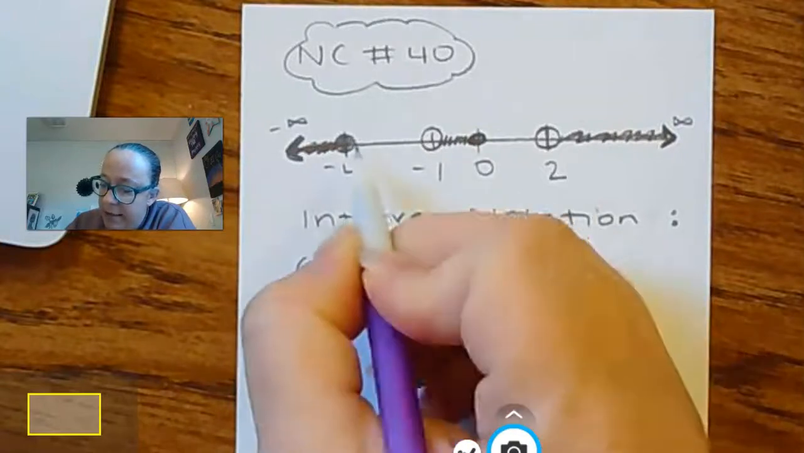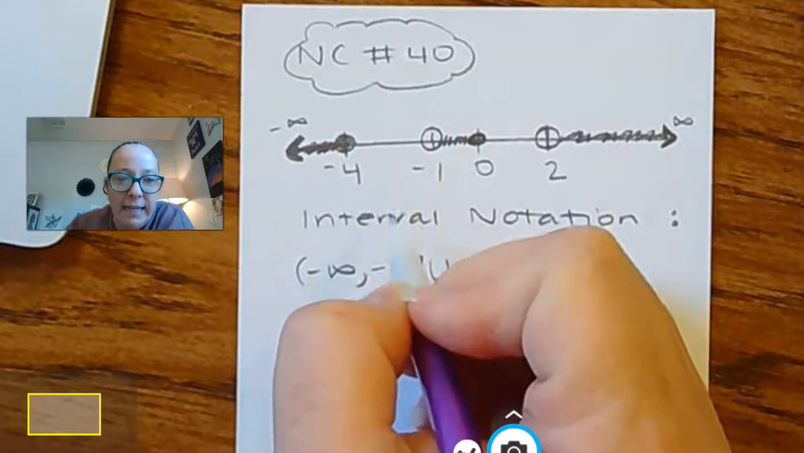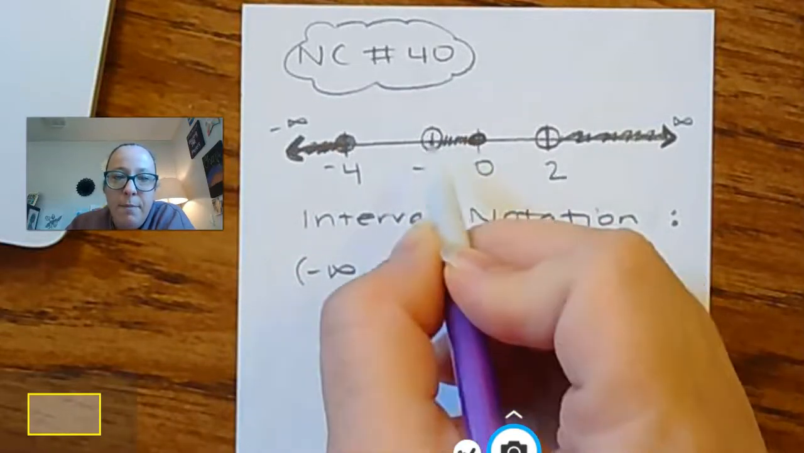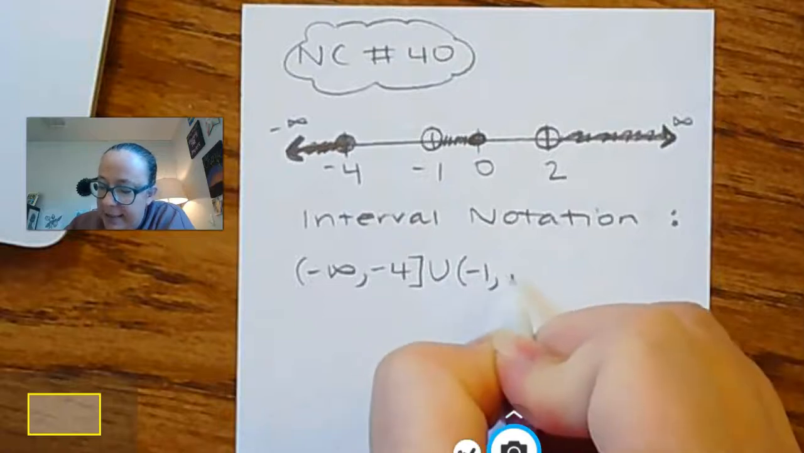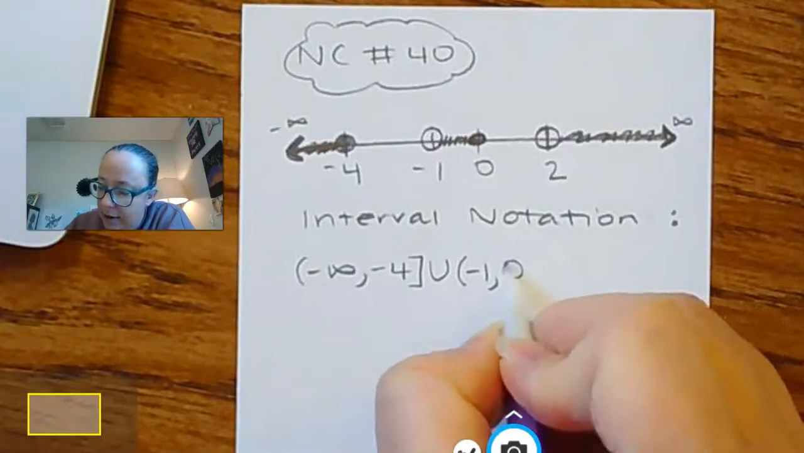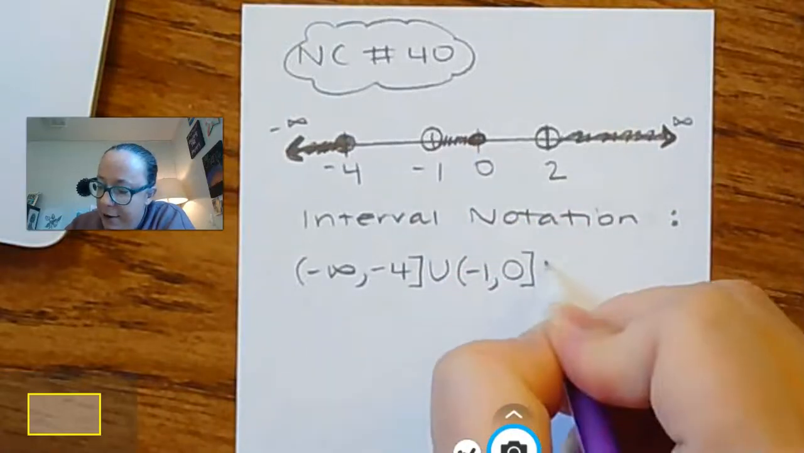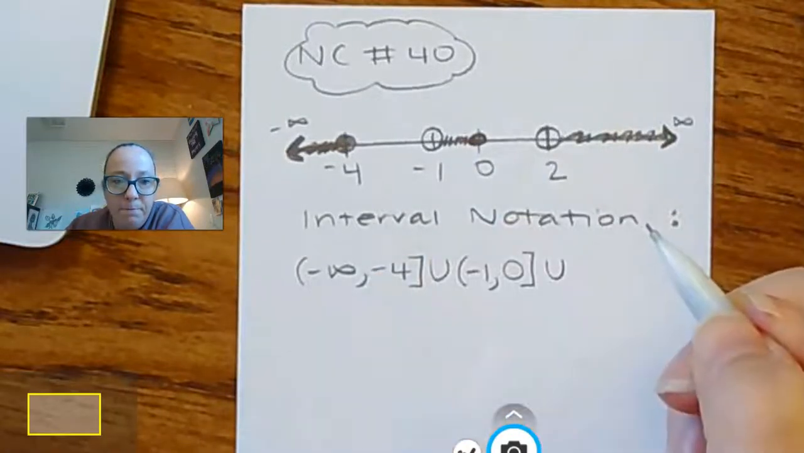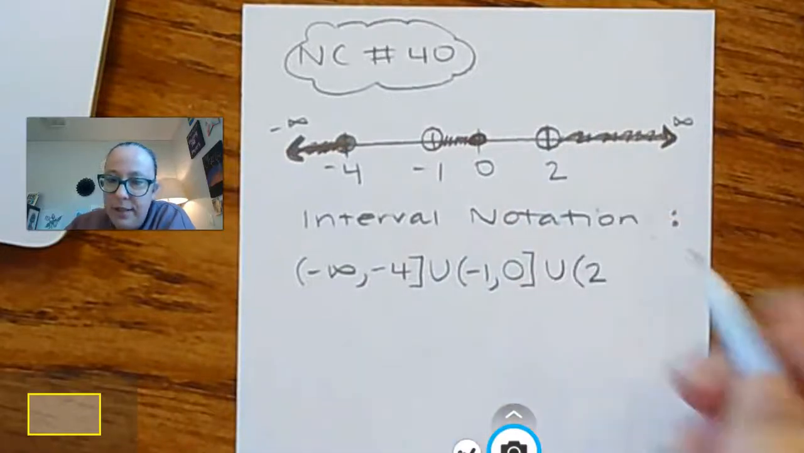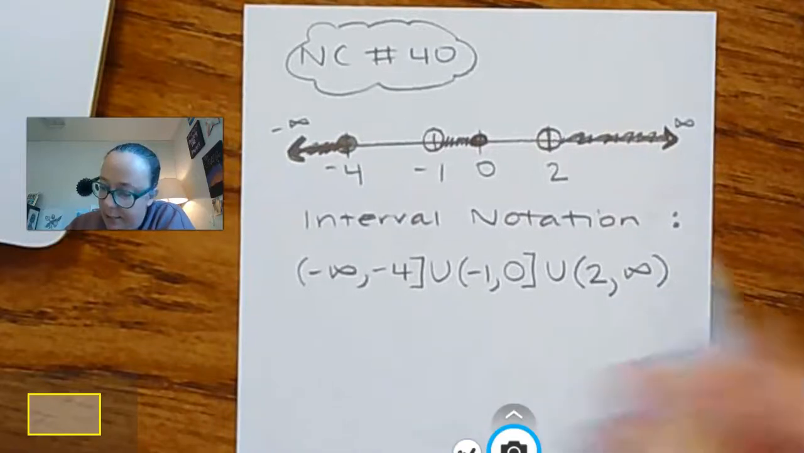Then there's a union because there's a jump, a change in the domain. So then it would go -1 to 0, so -1 comma 0, but the -1 would have to be a parenthesis because it's an open circle. So -1 comma, or span, to 0 with a bracket because 0 has a closed circle. And then another union because we have a break in the domain. And then parentheses 2 because that's an open circle, spans forever. So to infinity with a parenthesis.